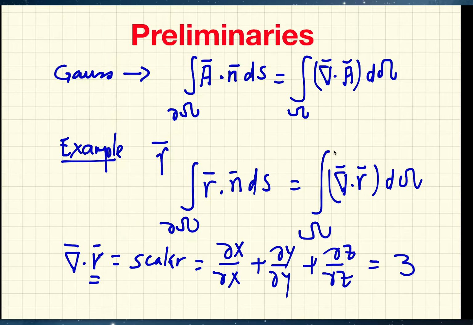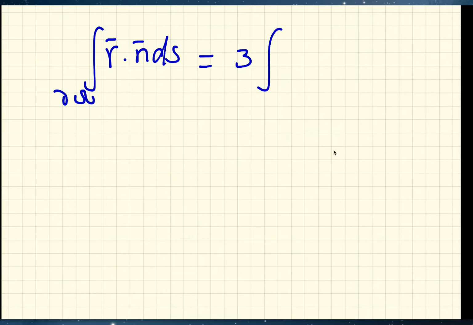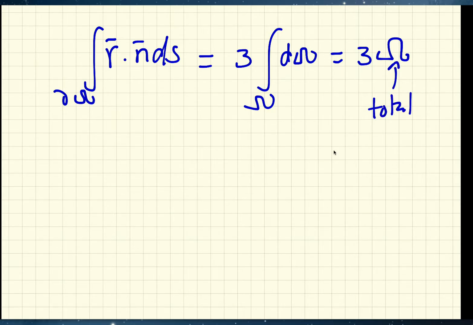So if you look at this equation here, you can say that the integral of r dot n ds over the surface is equal to 3 times the integral over the volume of d omega. d omega is the element of volume, and this is equal to 3 times omega, where omega is the total volume. And this is really a nice result because we can use it in many different ways.